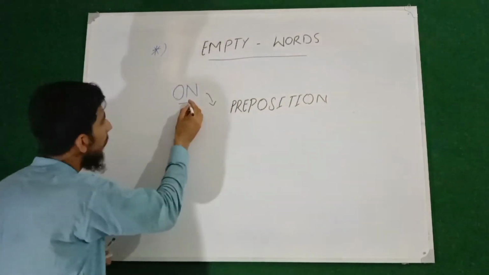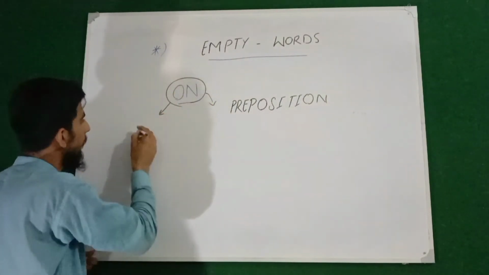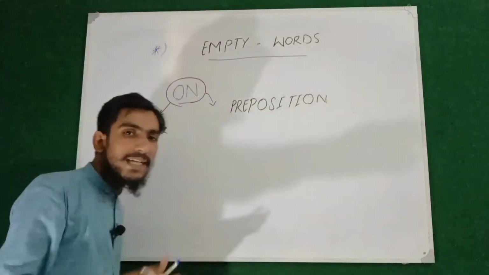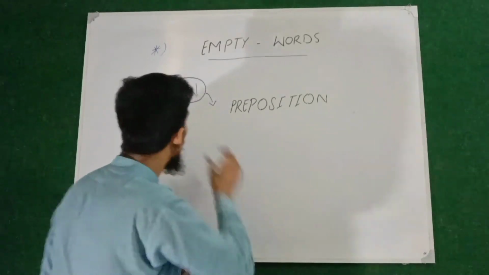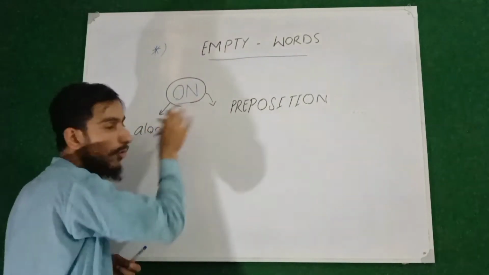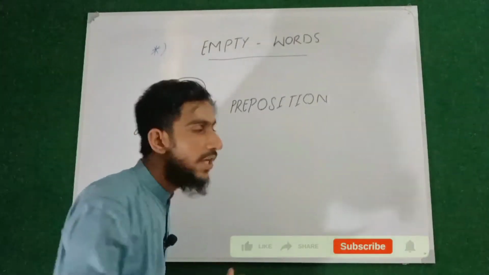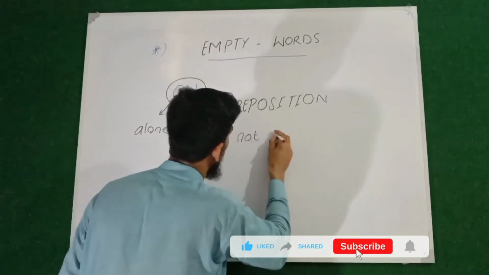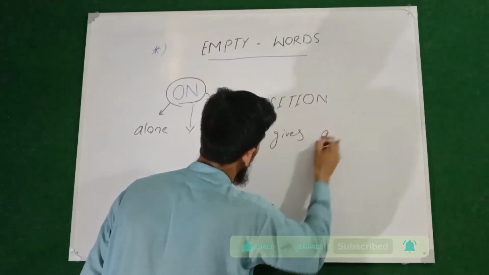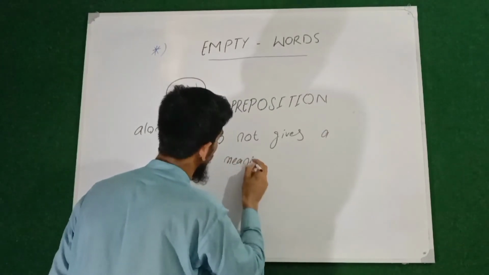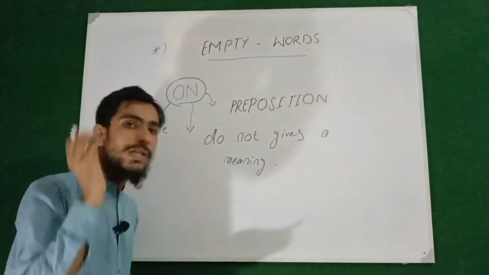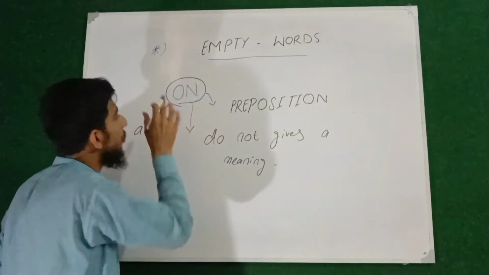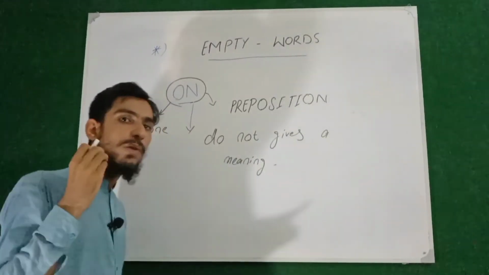Now when on, look at this, on is alone this time. So this we basically call preposition, conjunction, interjection, and empty words. Now on is a preposition and this time on is alone. It is not used in a sentence. So now on does not give a meaning. So those words which are alone and do not give a meaning, we call them an empty word. But when I use on in a sentence, it will give a certain meaning.